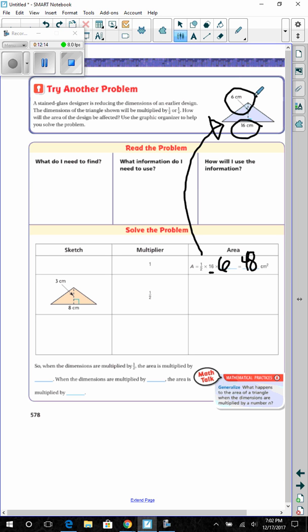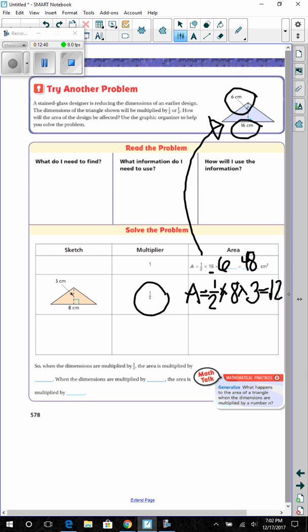If you move on to the second portion, our multiplier changes to 1/2. So we are going to do A, which is area, equals 1/2 times 8 times 3. And then that equals 12 centimeters squared. Now, some of you are probably thinking, where did those numbers come from?